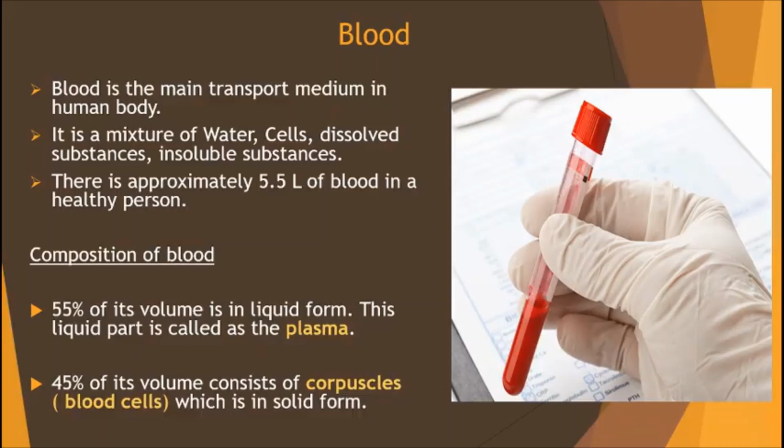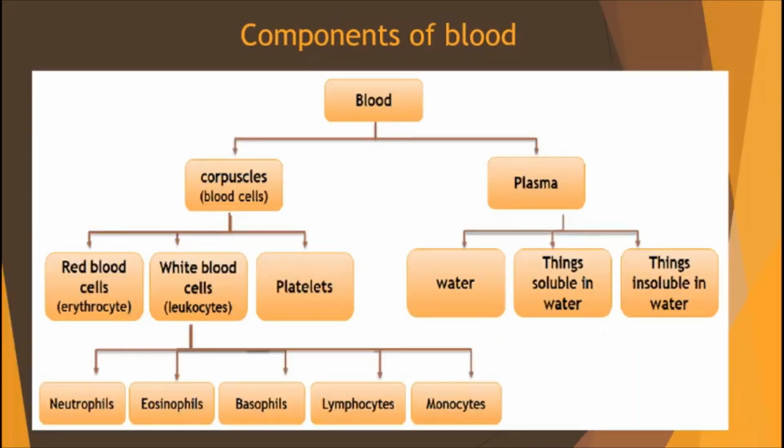When we consider the composition of blood, 55% of its volume is in liquid form. We call this the plasma. And 45% of its volume consists of corpuscles or blood cells. It is the solid form of blood. This chart shows the components of blood. We can divide blood into corpuscles and plasma.